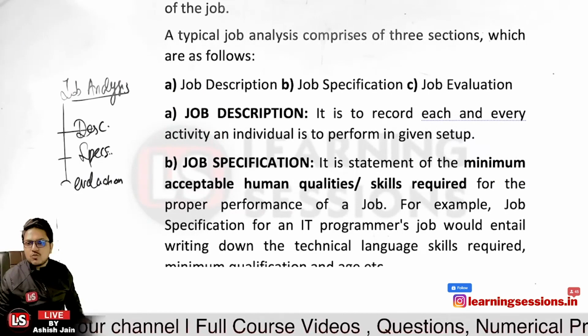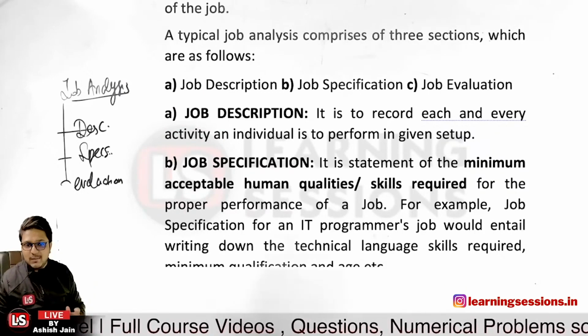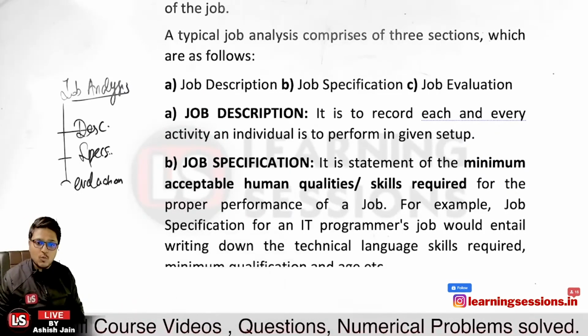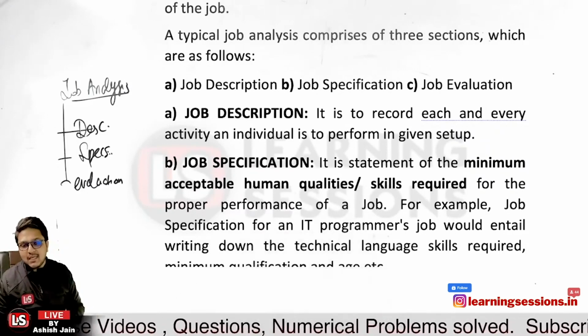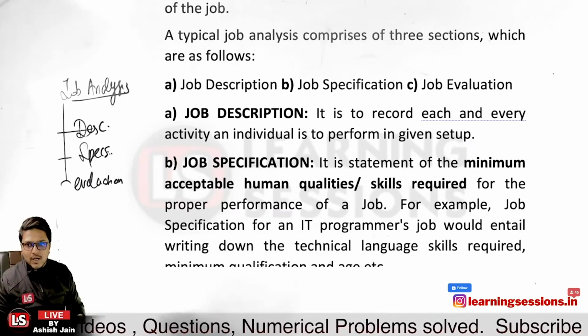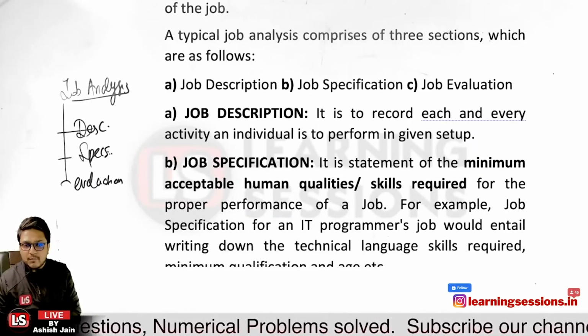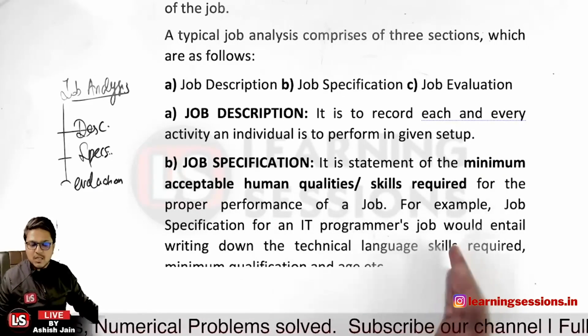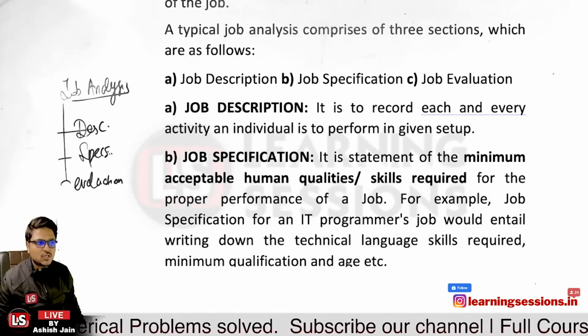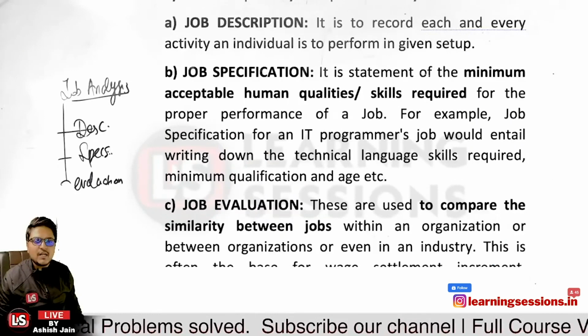So let us take an example. If we want to appoint an IT programmer, or we can say a software engineer, in that case we must require some person who has knowledge related to that particular field. That is related to job specification. And the third one is related to job evaluation.